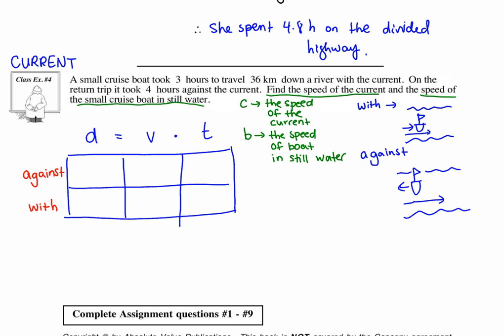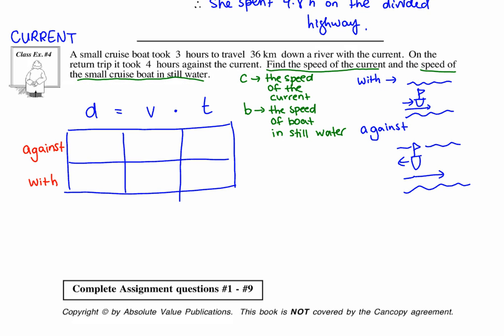Okay? So how does that relate? How do C and B relate with the current? How is your speed with the current related to your speed in still water and the speed of the current? So if you have your boat speed and you have your current speed, are they working together to push you? Yes. So guess what that equals? B plus C, the boat plus the current.